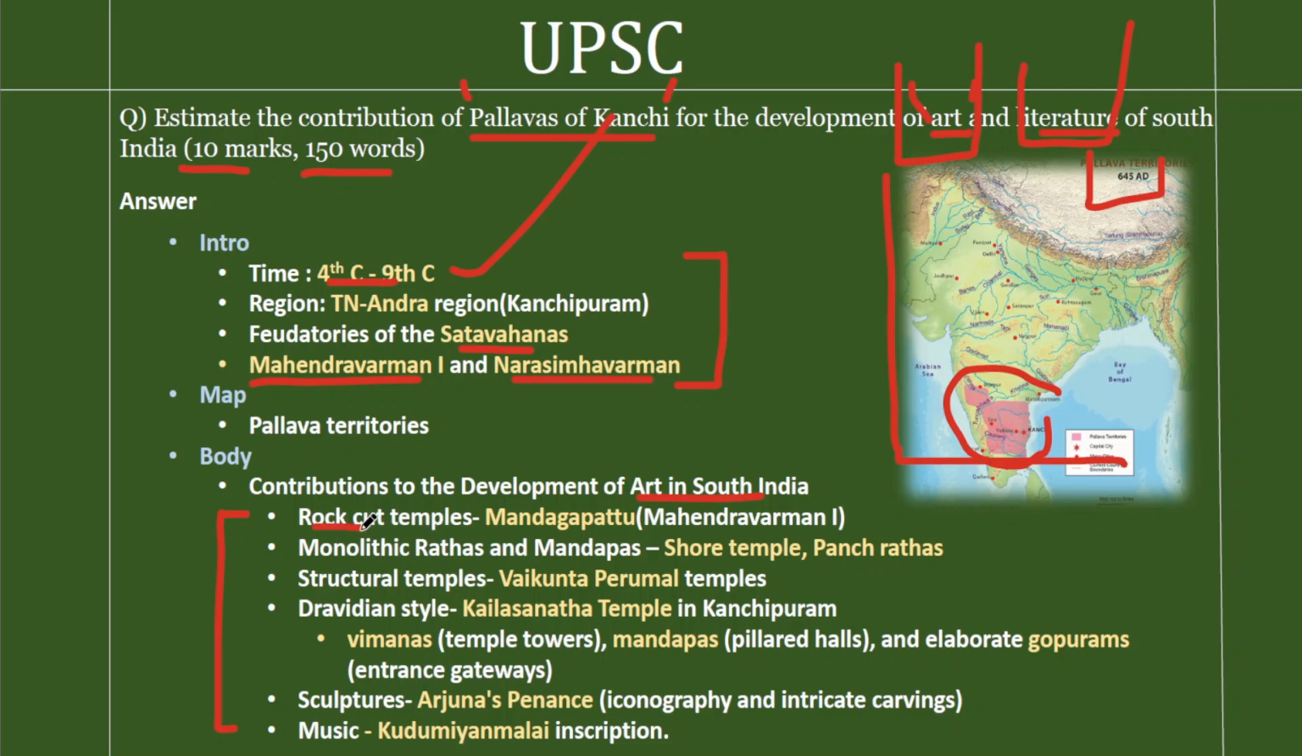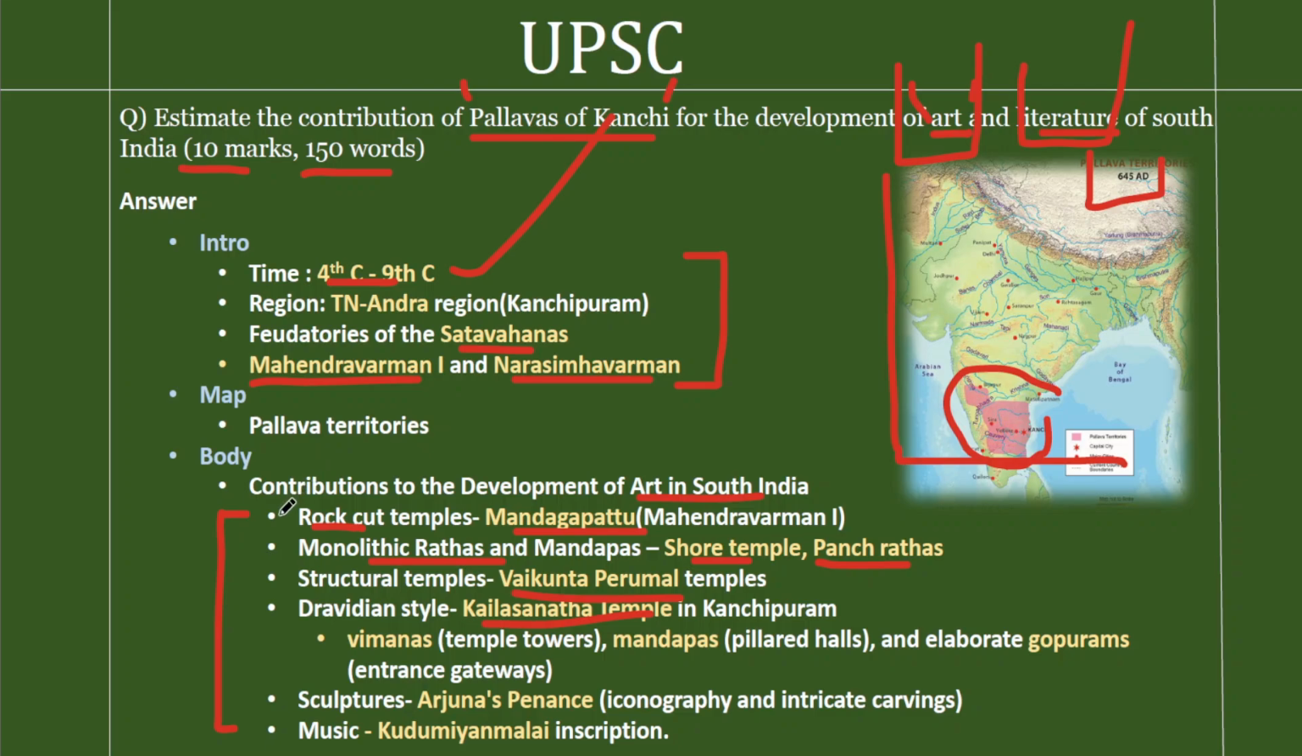First we'll talk about rock-cut temples. That's their first contribution. And one example is the Mandagapattu temple. It was under the commissioning of Mahendravarman I. Then it comes to the monolithic rathas or the mantapas. And examples for that are the Shore temple or the Pancha Rathas at Mamallapuram. Then they came to the structural temples. So rock-cut temples and monolithic rathas are made out of a single rock. Structural temples combine rocks and make a temple like in the modern way. So a structural temple example would be the Vaikunta Perumal temple. Then finally, the evolution of the Dravidian style of temple architecture, and an example for that is the Kailasanatha temple.